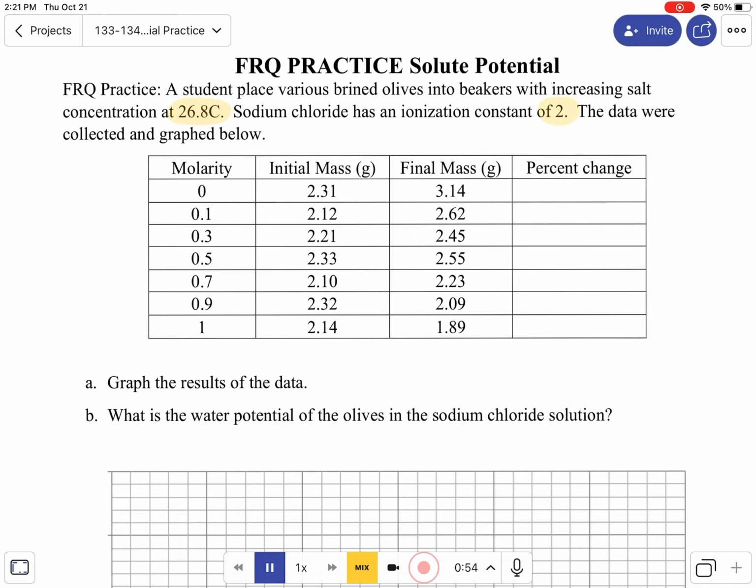Now, in order to graph the results of the data, we are going to need to calculate the percent change of the olives in the various different solutions. To calculate the percent change, we are going to do the final mass minus the initial mass divided by the initial mass times 100. Keeping in mind that some of these values will probably come out to be negative if the final mass is smaller than the initial mass.